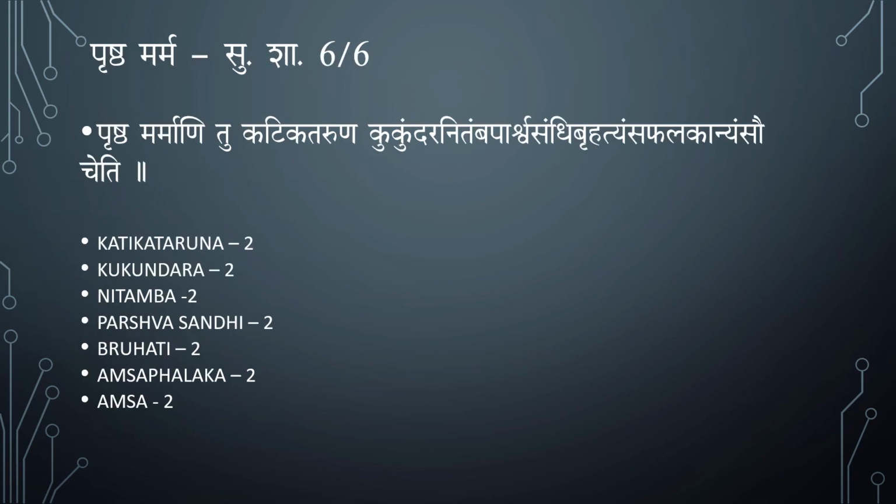Prushta marmas, the marmas which are present in the back region, are known as prushta marma. They are 14 in number, chaturdasha. Prushta marmani tu Katikataruna Kukundara Nitamba Parshvasandhi Bruhati Amsafalaka Amsau cheti. So Katikataruna 2, Kukundara 2, Nitamba 2, Parshvasandhi 2, Bruhati 2, Amsafalaka 2 and Amsa 2. Each 2 in number into 7, 14 in number.